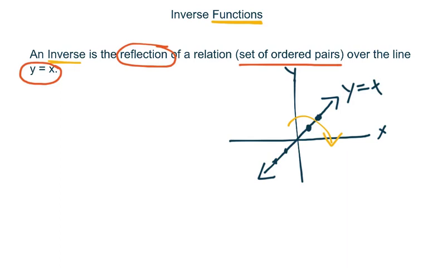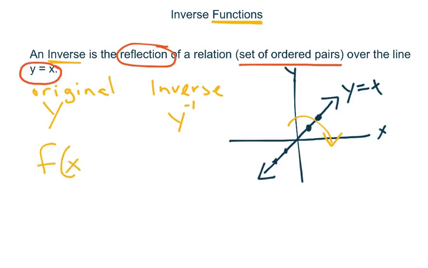Now, if we have a relation and we call it relation y, and this is the original relation, then its inverse is going to have the notation y raised to the negative 1. We call that y inverse. If our original is called f of x, the notation for its inverse is f inverse of x. Now, these are not exponents. This is notation to say this is the inverse of something else.